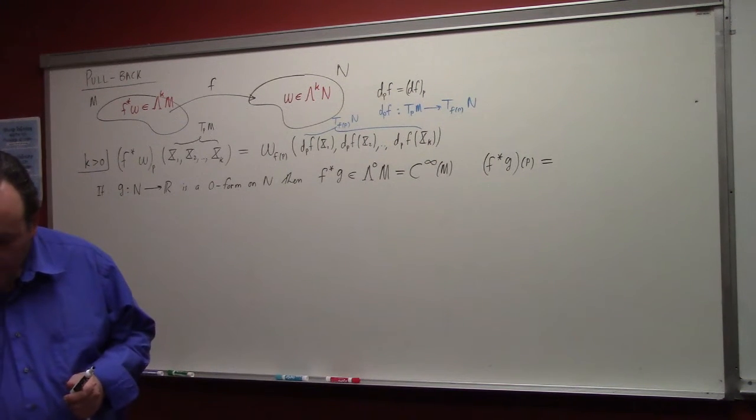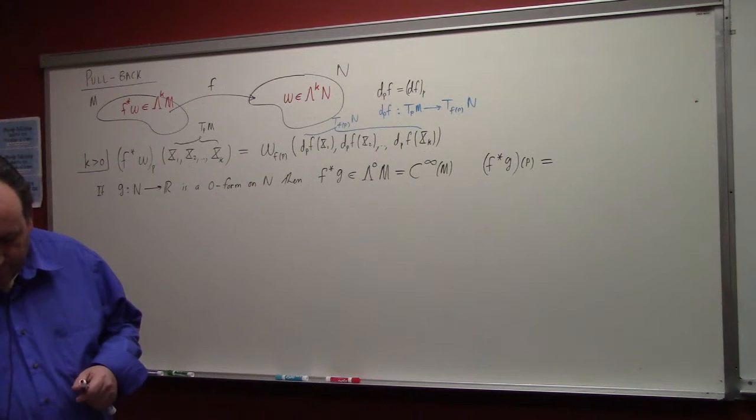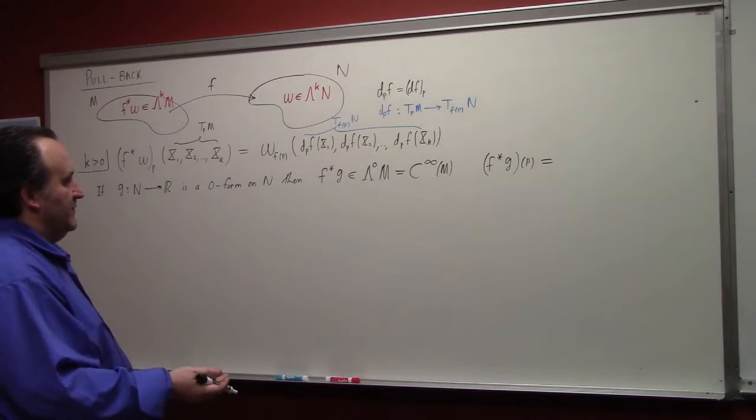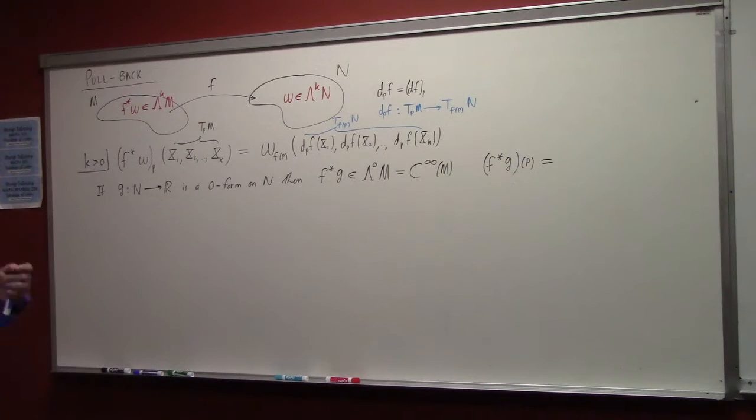Equal to the differential of the function. But it's not. It's a zero form. It's just a function. I need to give you a real number, somehow or another, and I need to use f and g.